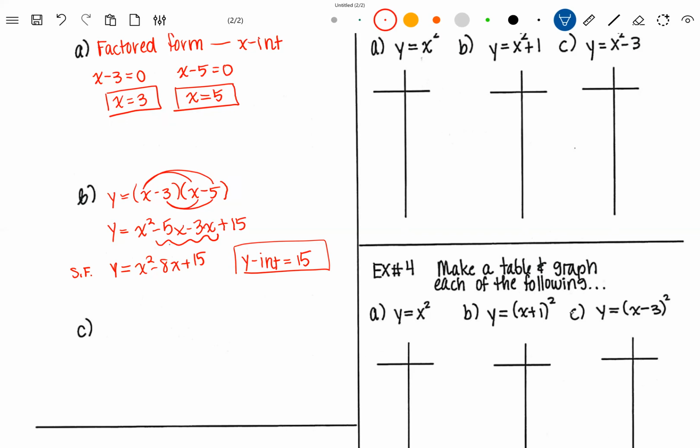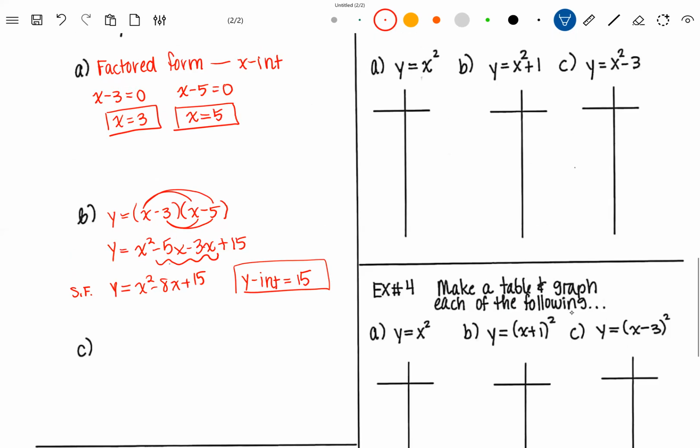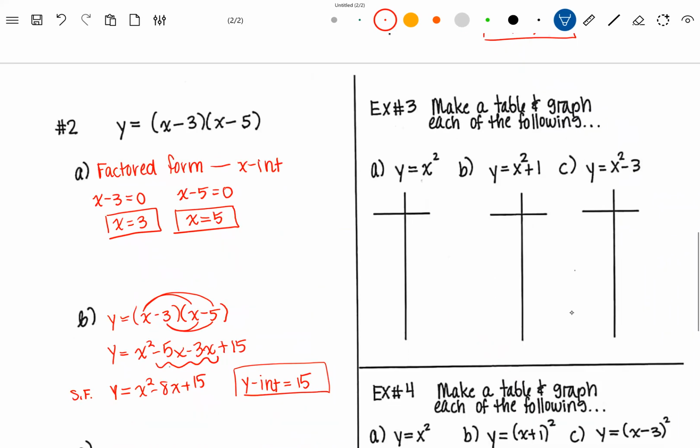C says convert now to vertex form. Now, one thing is you can't go from factored form to vertex form. You have to do standard form. It has to be from standard form. So if it gives it to you like this and says convert to vertex form, you first have to distribute, combine like terms, and then complete the square.